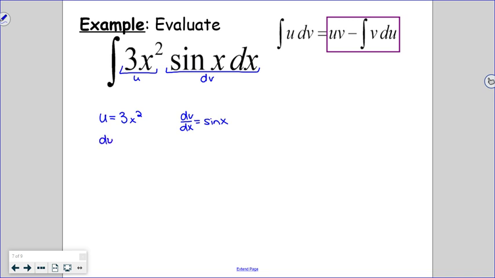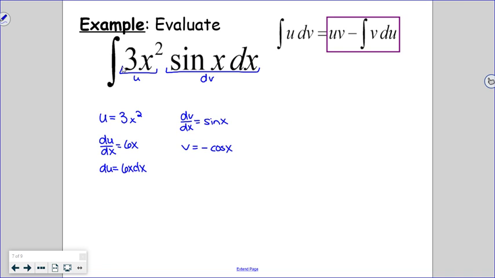So we need two things over here: the derivative of u, which would be 6x, or du equals 6x dx. And we need the antiderivative of dv, so the antiderivative of sine x. Careful: negative cosine x, right? Because the derivative of cosine of x would be negative sine of x, but since it's a positive, we need a negative cosine of x.